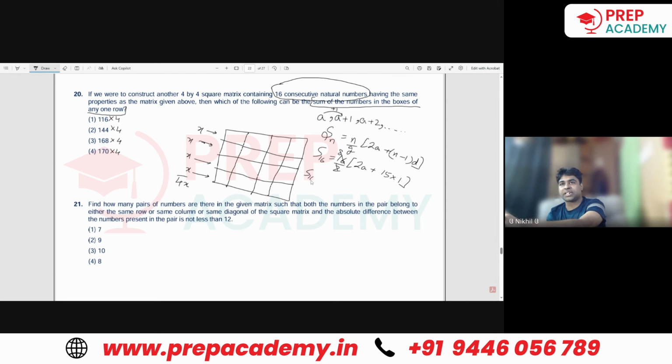So the sum of these 16 terms would be 8 multiplied by 2A plus 15. Is it true? Yes, sir. And the summation of these 16 terms is also supposed to be 4X. Yes, sir. So the value of X will be 2 into 2A plus 15. That would be 4A plus 30. Is it true that X would be of the form 4A plus 30?